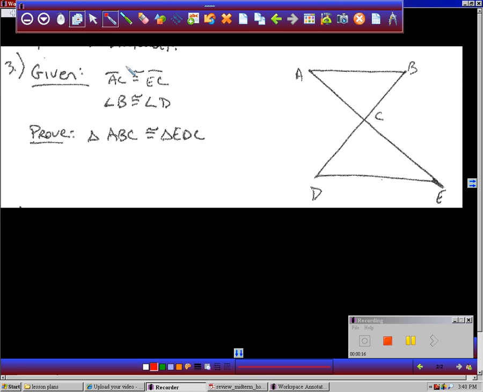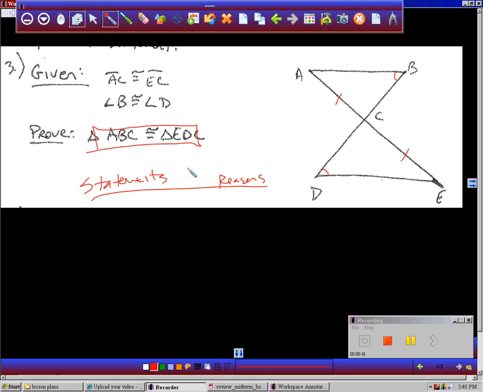So here we go. Given AC is congruent to EC, so you have to mark that, and angle B is congruent to angle D. And you have to prove, this is your final prove statement. So that's obviously going to be at the end. So we're going to take a little time, write my statements here, write my reasons here.